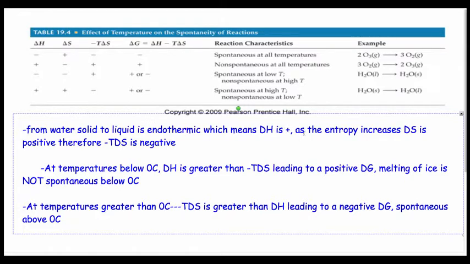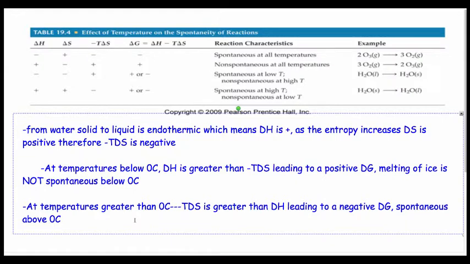ice to melt. As my entropy increases, that means my delta S is positive, becoming more disordered. Therefore, your negative T delta S is negative, because I have a positive times a negative, so the overall is negative. Now, at temperatures below 0 degrees Celsius, my delta H is going to be greater than my negative T delta S, which leads to a positive delta G. Melting of ice is not spontaneous below 0 degrees Celsius. At temperatures greater than 0 degrees Celsius, your T delta S is greater than delta H, leading to a negative delta G, and so it's spontaneous.